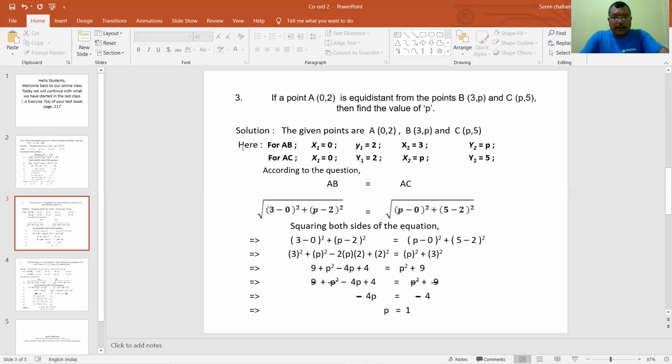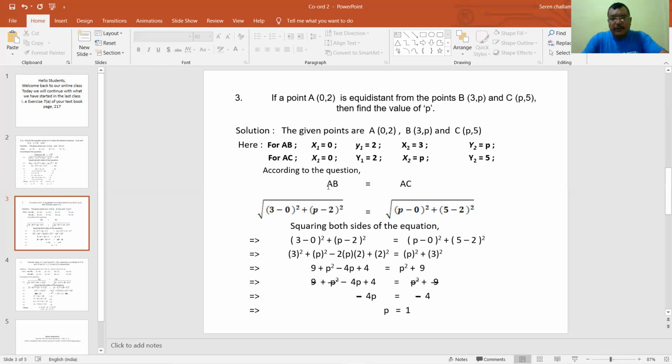So here for AB, from A to B, your x1 is 0 and your y1 is 2, your x2 is 3 and your y2 is p. Now for A to C, again your x1 is 0, your y1 is 2, whereas your x2 here is p and your y2 is 5. Now according to the question, we have AB equal to AC.